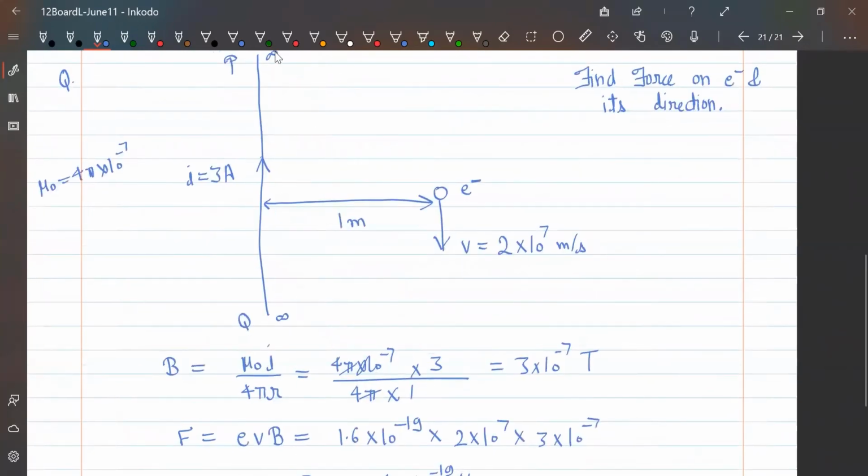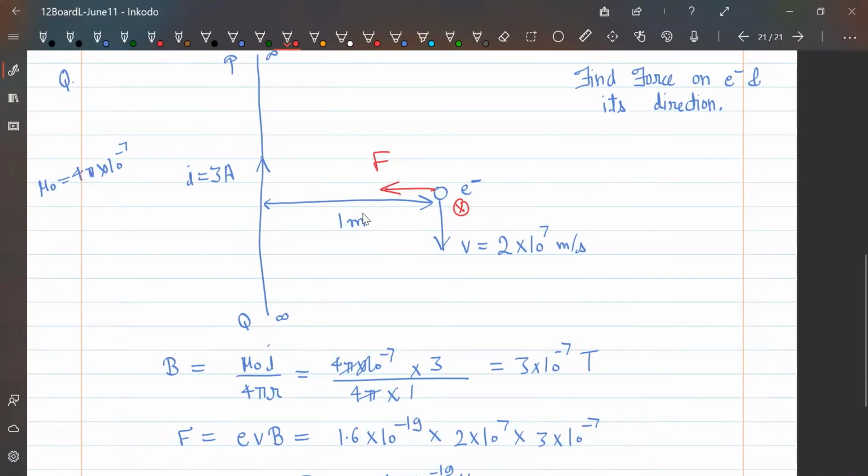And magnetic field here is into the plane. That means if you apply V cross B, the force will come as in this direction. Sorry, but you have to reverse it. So force will come in this direction. So the direction of force will be in this direction.